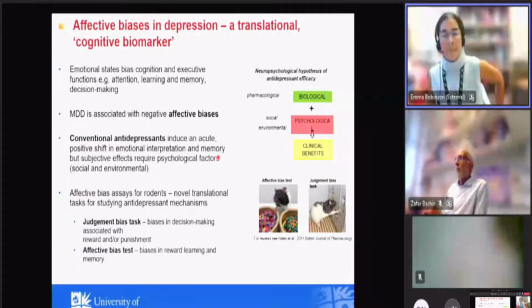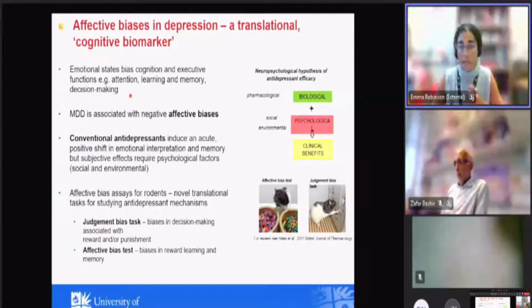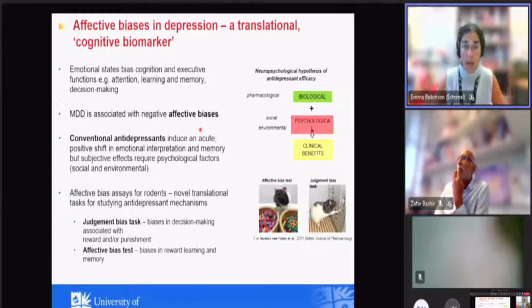However, if we think about the neuropsychological hypothesis, then what emerged for me was the potential to actually develop translational methods. So here we have affective biases in depression. This is where we've got really quite good evidence that when people are experiencing depression, this emotional state can bias their cognition and executive functions. What we mean by that is attention, learning, memory, decision making. I think we've all probably experienced it: as our affective state, our emotional state, changes, we interpret our world differently. And that is very normal. But in people with depression, what's become very evident is that they have this pervasive and persistent negative affective bias.